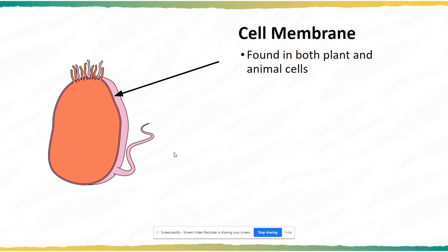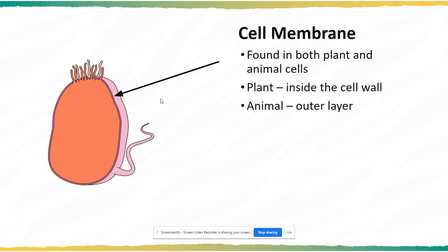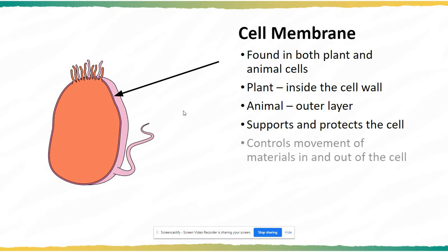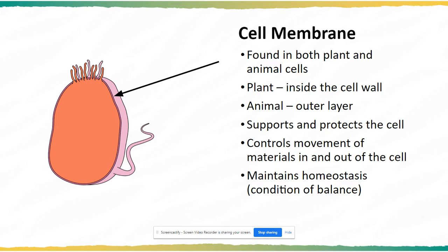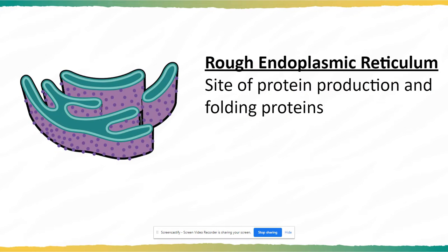Animal and plant cells both have a cell membrane. This cell membrane on a plant cell is inside the plant wall, the cell wall, excuse me. And on the animal cell, the cell membrane is the outer layer of the cell. The cell membrane supports and protects the cell, and it controls the movement of materials in and out of the cell. The cell membrane maintains homeostasis, which is a condition of balance.